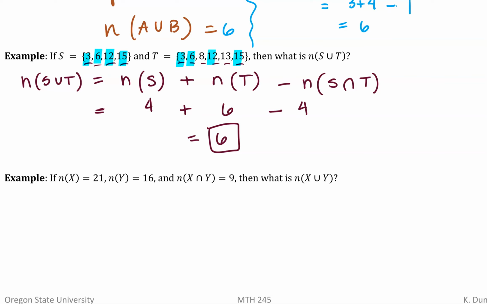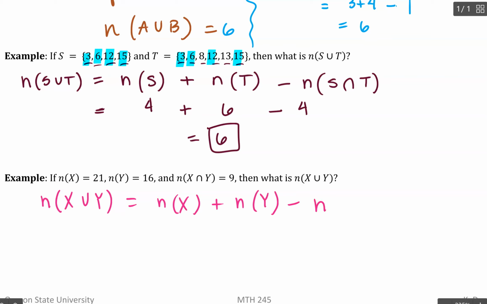So it's actually a little bit quicker of a problem because we have the numbers to just kind of plug into the formula. So before I begin, it gave me a lot of information. I'm going to just start by writing down the formula that I need to use. So the number of elements in X union Y is equal to the number of elements in X plus the number of elements in Y minus the number of elements in X intersect Y. Now let's plug in what we have. The number of elements in X is 21. The number of elements in Y is 16. And the intersection is 9.